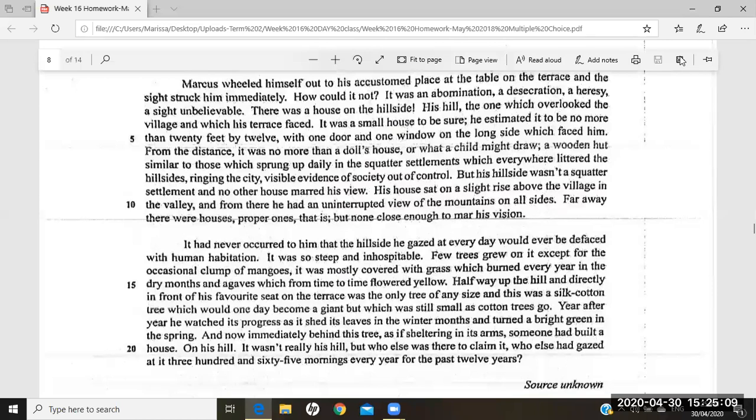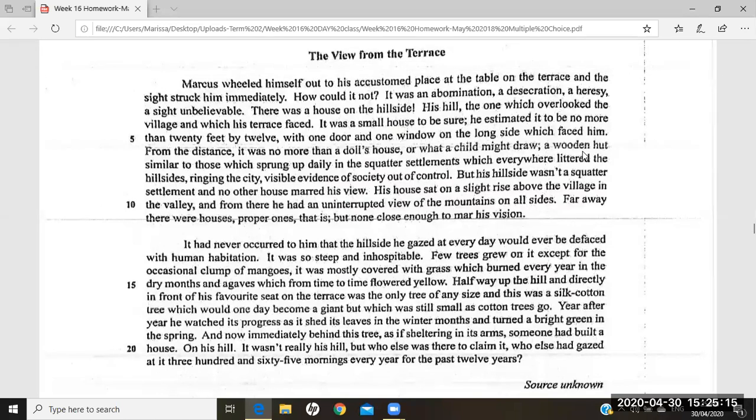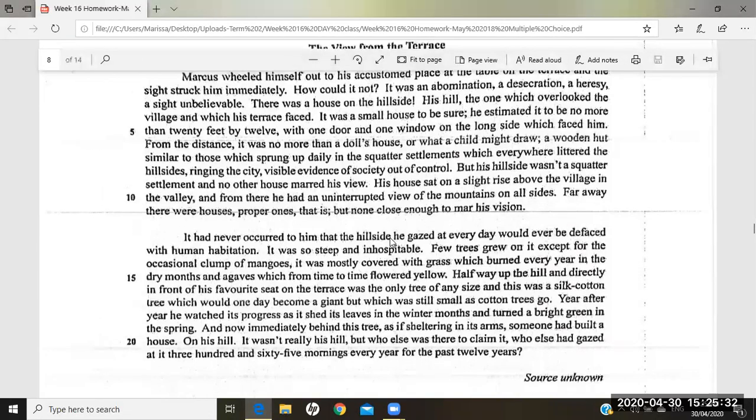And it's not a fancy house. It's sort of like a squatting settlement, a squatting house. And he describes it to be like a dollhouse. It's very small. And he gets really upset because he says, you know what, this is my hill. I don't want this sort of squatting development on my hill. I'm here 365 mornings every year. And I've been looking after this hill, watching this hill, and now my view has been interrupted.